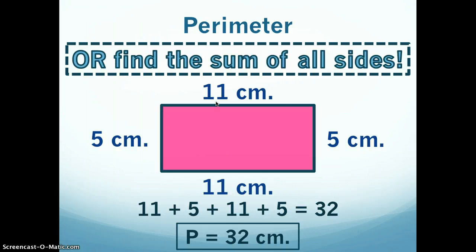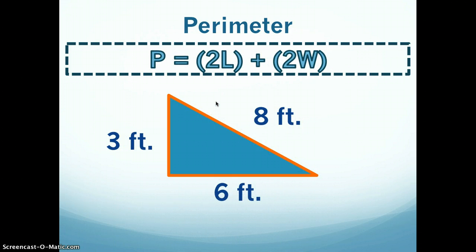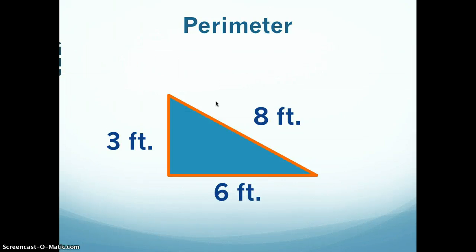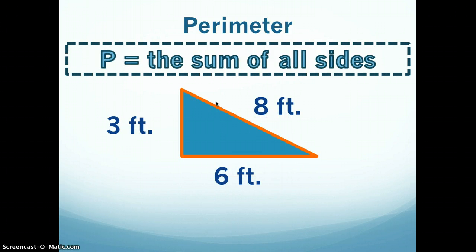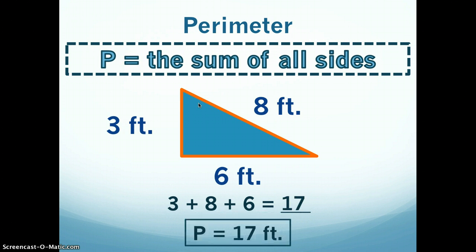as your perimeter. But what do you do if you're faced with a problem that is not a square or a rectangle? Obviously, the formula above isn't going to work because we don't have 2 equal lengths and we don't have 2 equal widths. So instead, just find the sum of all sides. Add 3 plus 8 plus 6, you end up with 17 feet.